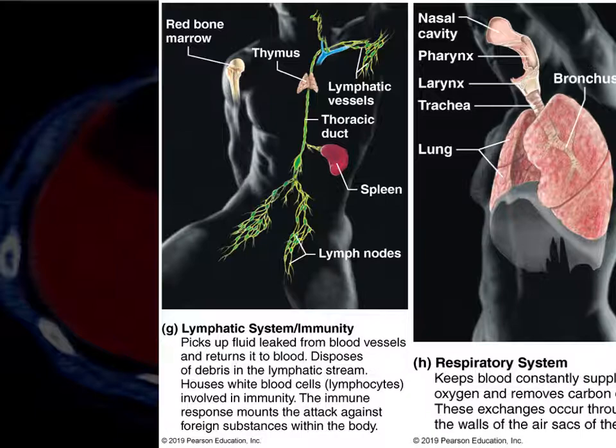So if you have a messed up lymphatic system, your immune system will be messed up, but also you can get swelling in different areas because the fluid doesn't make it back to the heart to be circulated. Okay?